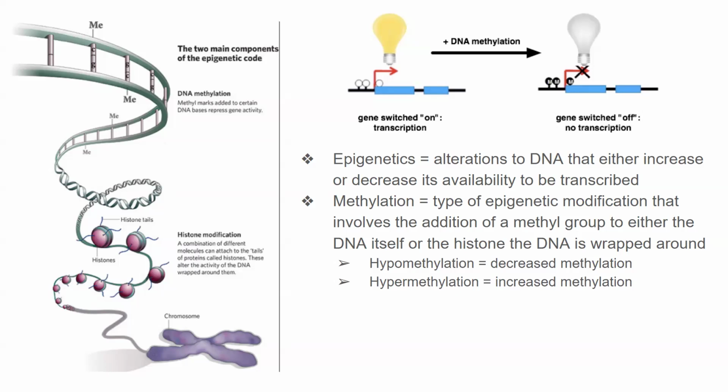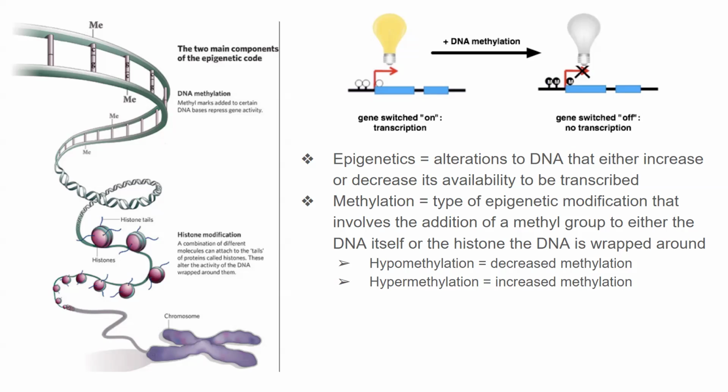Question: on our exam, do we have to memorize genes and what they do, or will we just be given a scenario, like if the gene was hypermethylated, what would happen? It's going to be a mixture of both. There are only very few genes that you need to know, and I'm going to go over them in the next slide. But there are also going to be scenarios about epigenetics or methylation. That's why I want you to understand what methylation is and what epigenetics are.